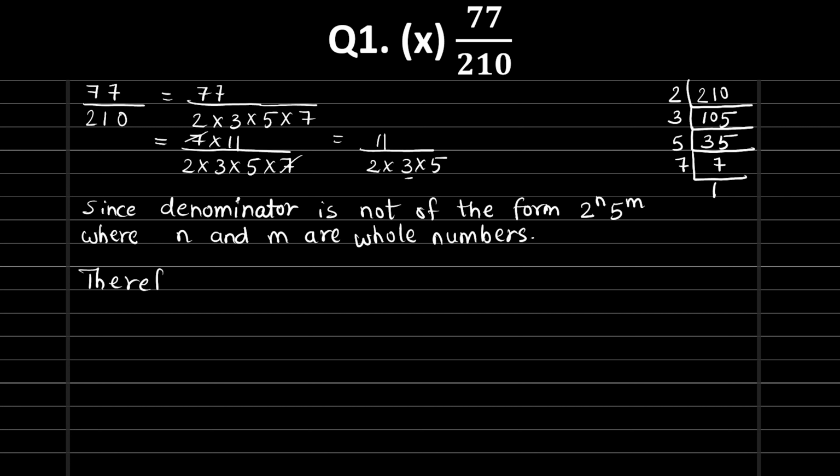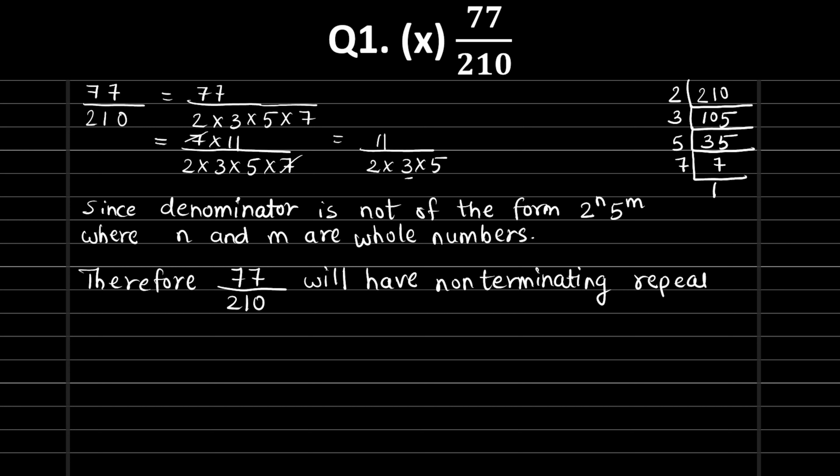Therefore, 77 upon 210 will have, this rational number will have non-terminating repeating decimal expansion.